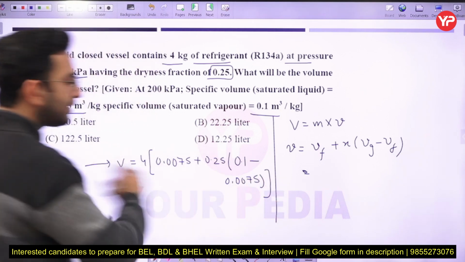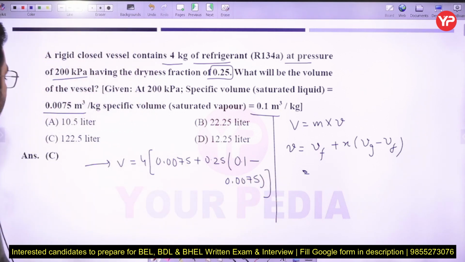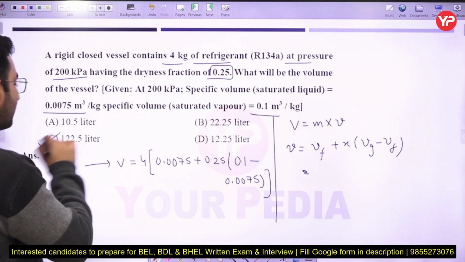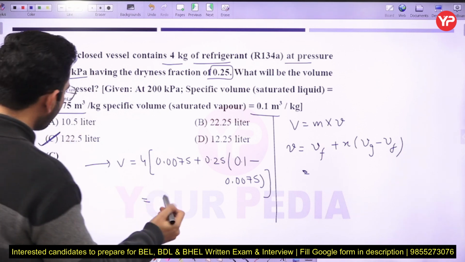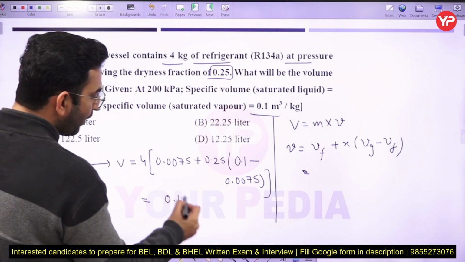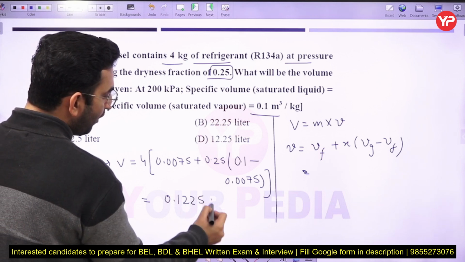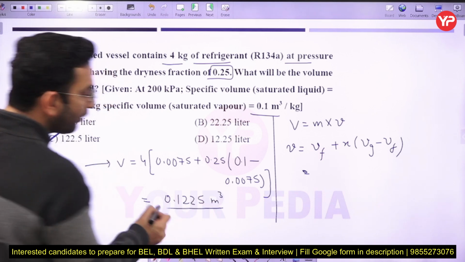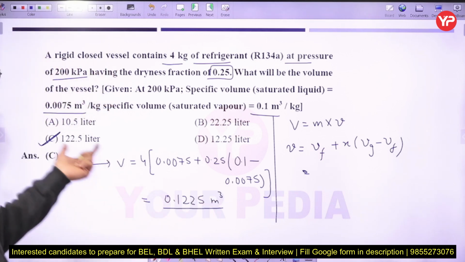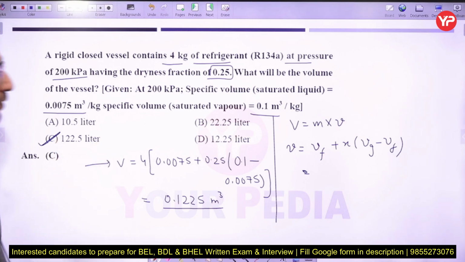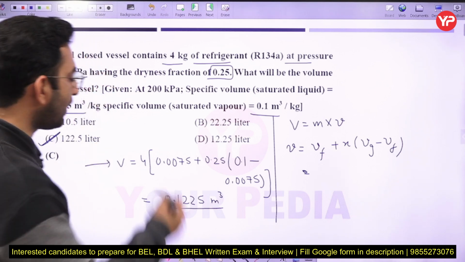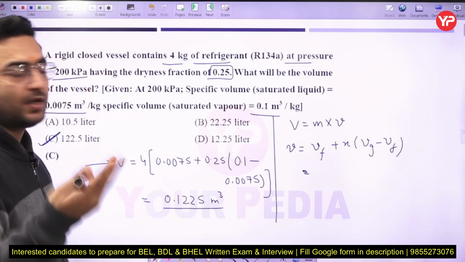Okay, so it is a simple expression you have to solve here. So option number C will be the correct answer here. Here you will find the answer will be 0.1225 meter cube, and if you convert it into liters, your answer is 122.5 liter here. Just remember that, because 1 meter cube is equal to 1000 liter here.